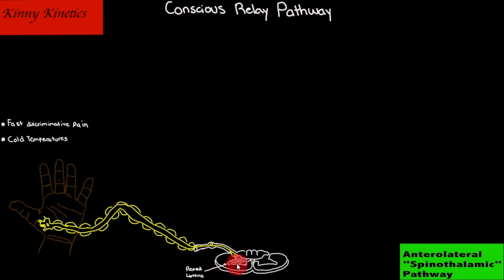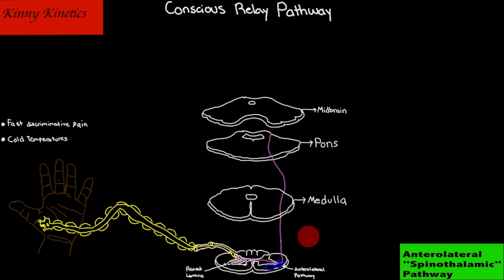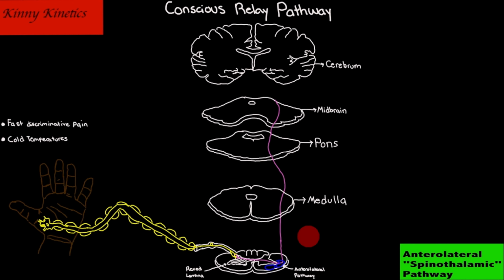As they synapse on a Rexed lamina, this is where the second order neuron is located. Once they synapse with the second order neuron within the Rexed lamina, they decussate, or cross over the midline, and enter the anterolateral pathway. It continues to ascend up through the medulla, the pons, and the midbrain until it reaches the cerebrum. If you remember from my last video, the signal travels to the VPL of the thalamus and synapses with the third order neuron.